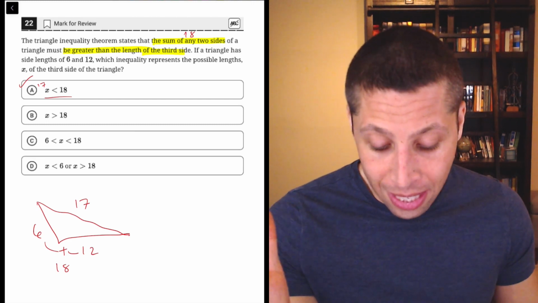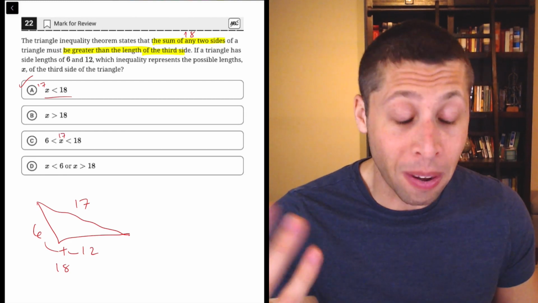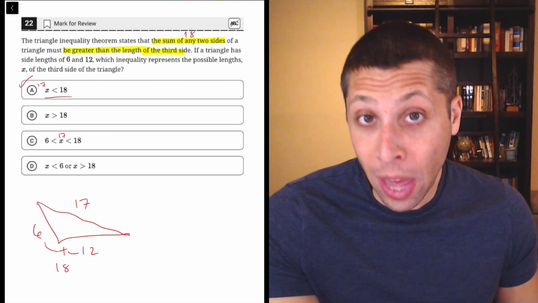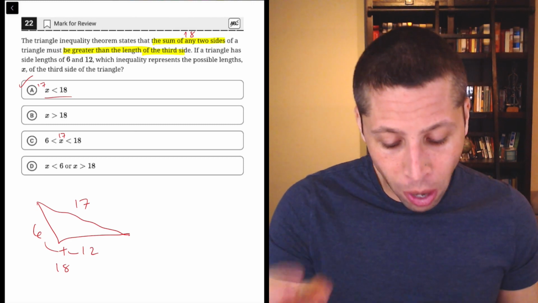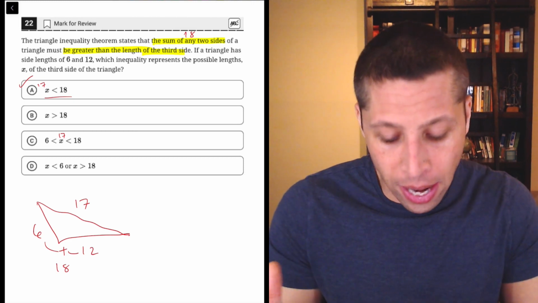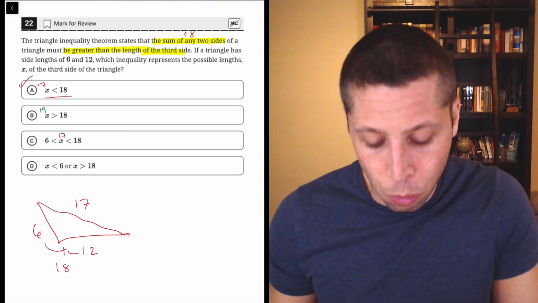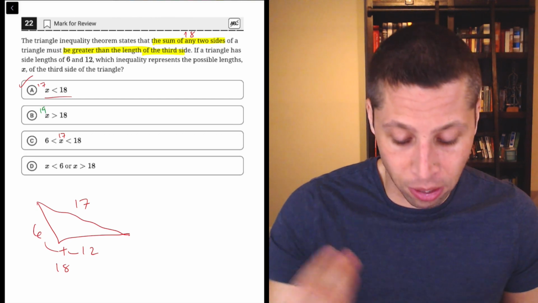First of all, choice C kind of includes the same idea, right? 17 would be a possible value of x, and that could be between 6 and 18. So that's still valid there. But if we try choice B, 17 wouldn't be included in that. And we can verify that B is wrong by choosing a number that would work, right? So they're looking for numbers that are greater than 18 to be the value of x. So that would be 19, right?